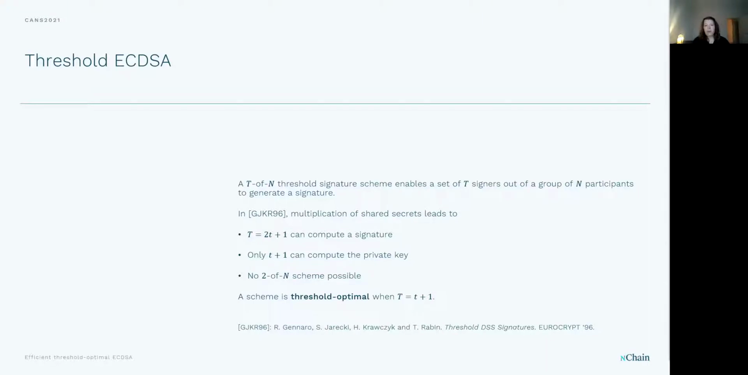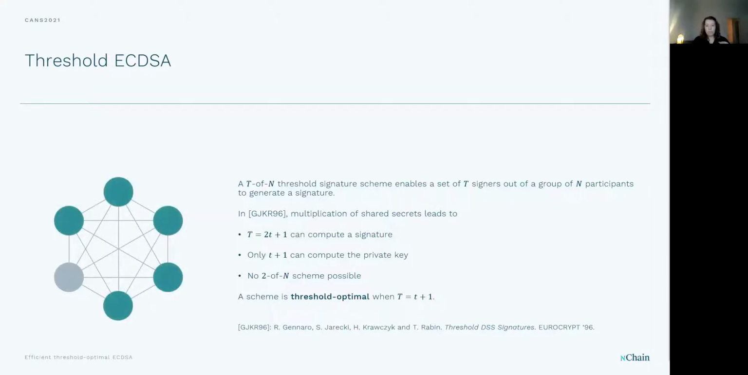In the first scheme, the one created by Gennaro with collaborators in '96, the number needed to compute a signature is different from the number needed to compute the private key. If we take a simple example where N is equal to 6, we have 6 participants, and we want to require that 5 people can generate a signature. It could be any 5, it doesn't need to be this set of 5. In this '96 scheme, given these 5 participants needed to create a signature, it was possible that 3 of them could compute the private key. It also was not possible to have a requirement of 2 participants to create a signature. It must be 3 or above.